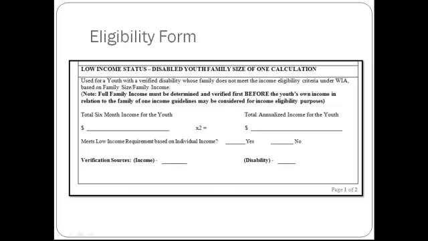Write down the total 6-month income for the youth and multiply that by 2 to get the total annualized income for the youth. Check whether or not they meet income eligibility requirements, and also write down how you verified the youth's income and the youth's disability. If the youth is found eligible based on the Disabled Youth Family Size of 1 calculation, then you can continue to the back of the eligibility form.